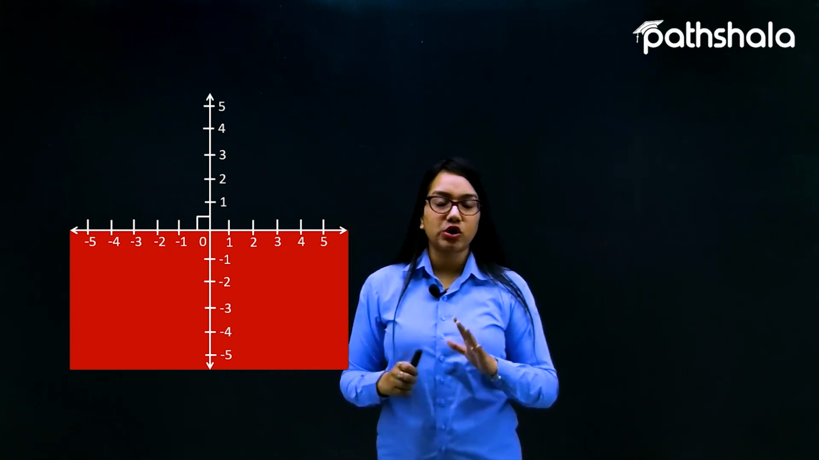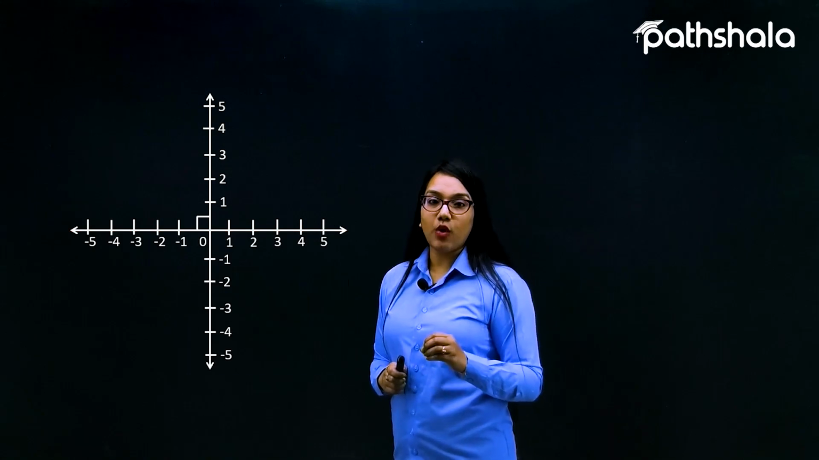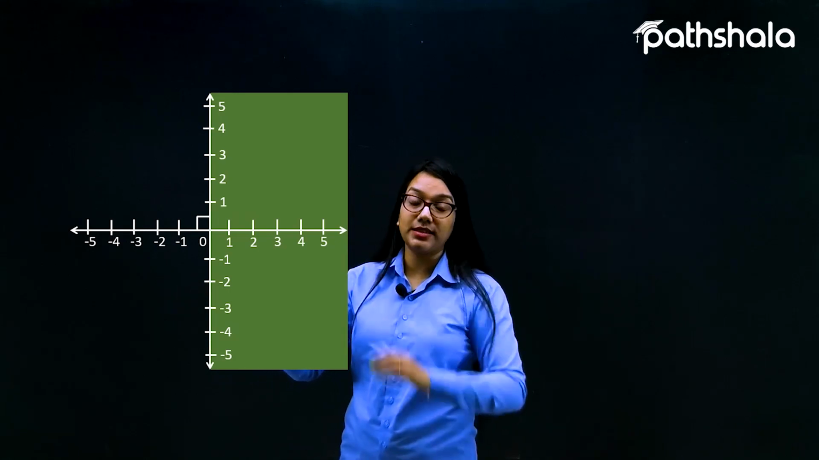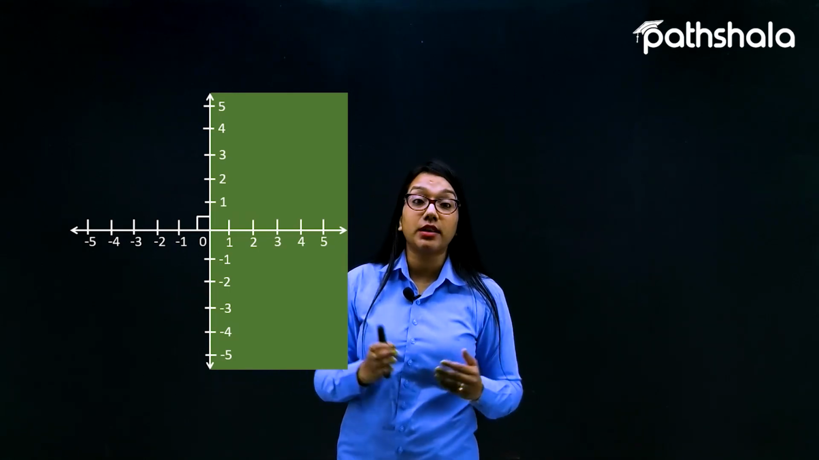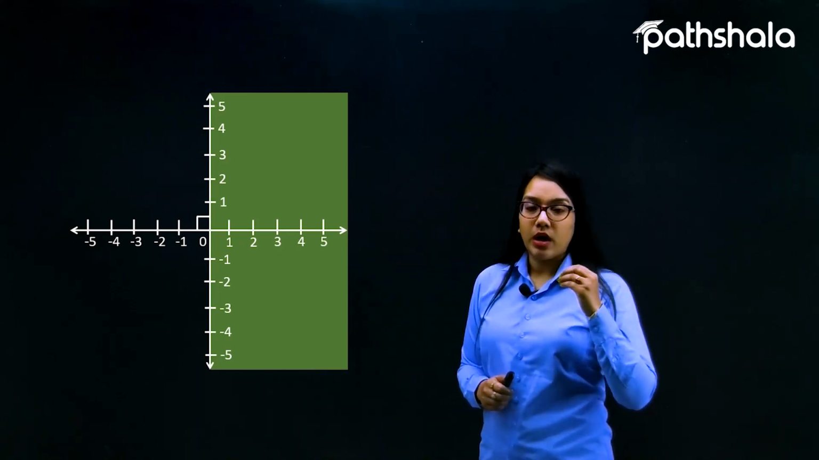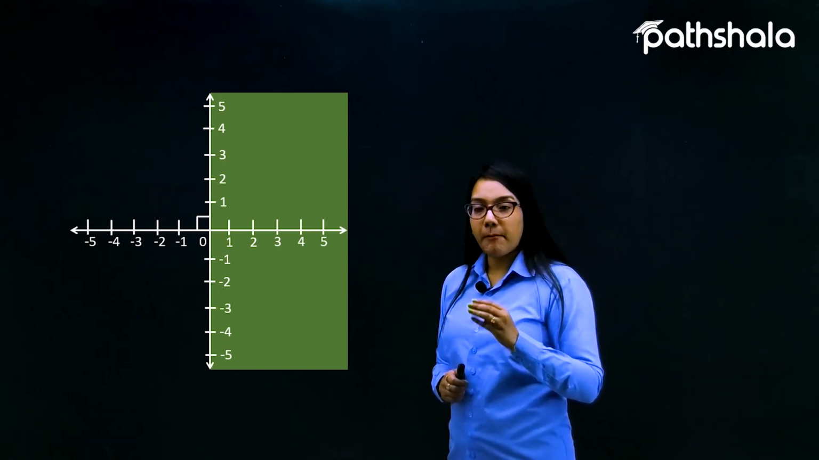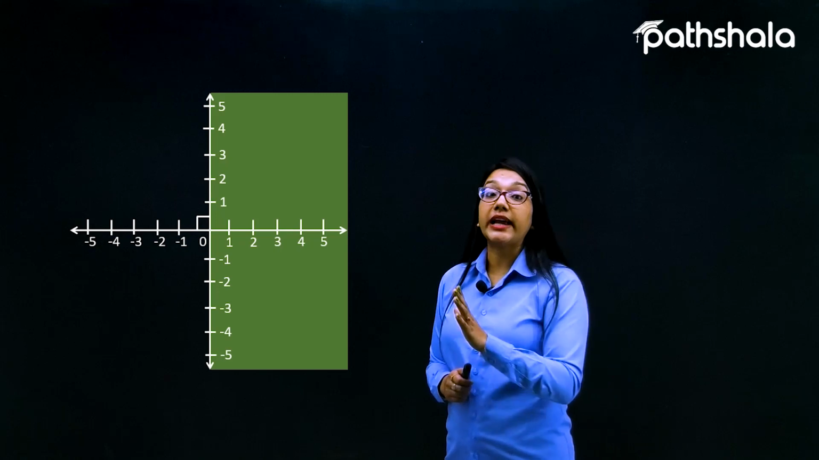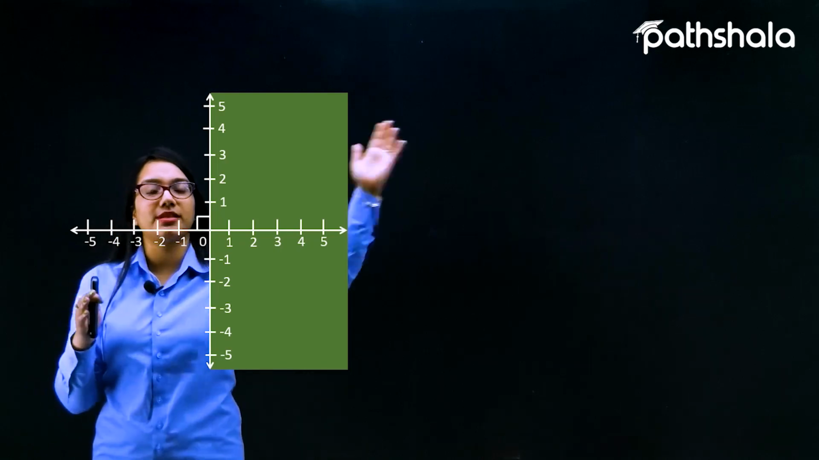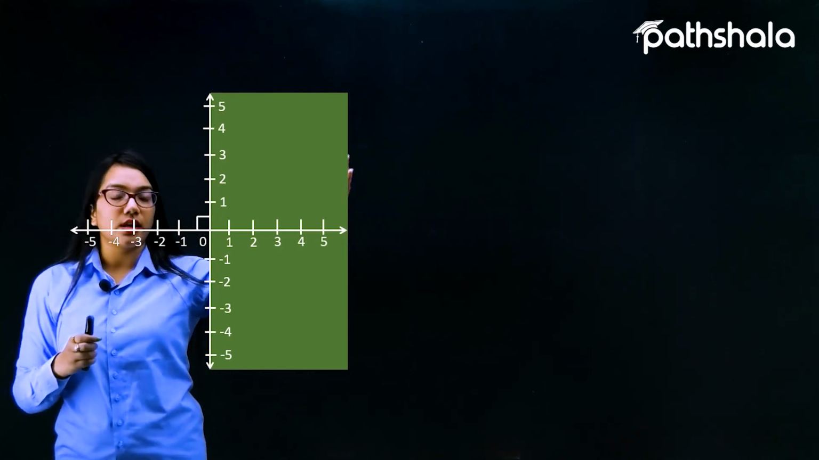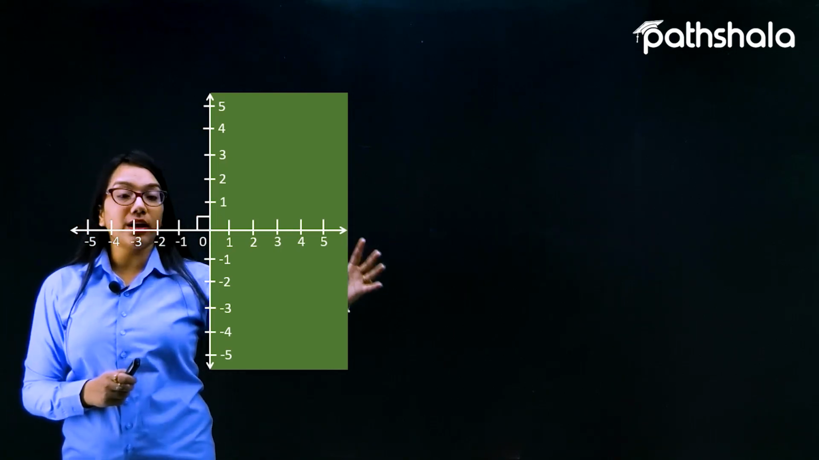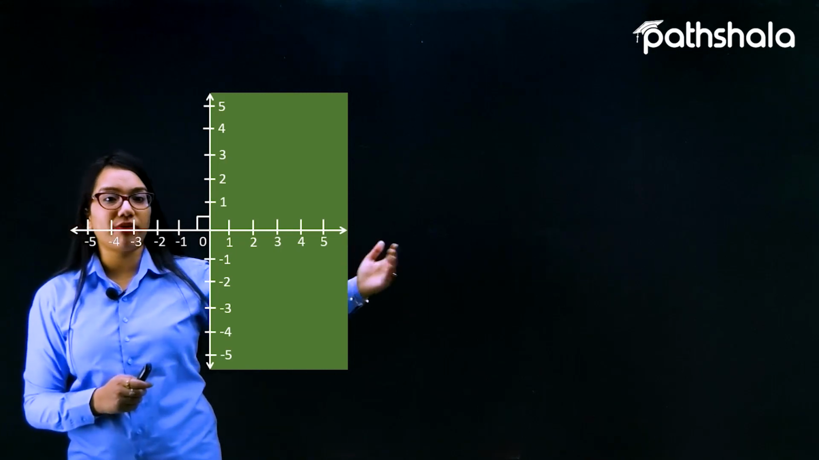Now let's talk about the x-axis. As we can see over here, these are the numbers lying on the x-axis, and all of these numbers are positive numbers. From the y-axis, the numbers that are lying on the right hand side of the y-axis are all positive. As we can see over here, 1, 2, 3, 4, 5, all are positive.